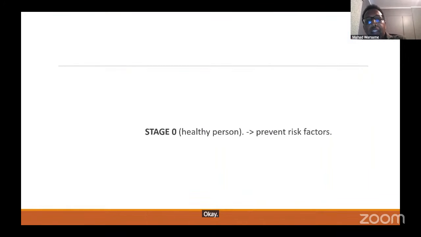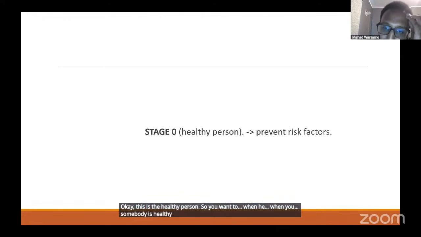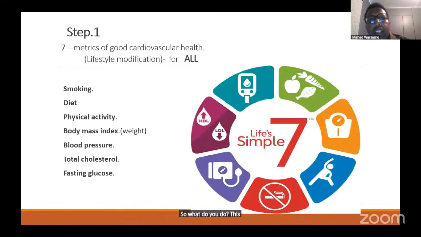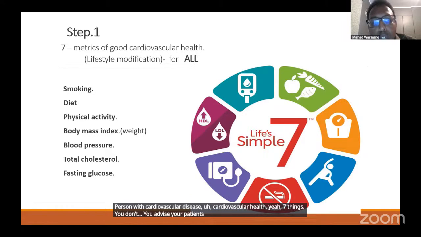Okay, this is the healthy person. When somebody is healthy, you want to prevent risk factors. So what do we do? These are the 7 lifestyle factors of a healthy person for cardiovascular health. 7 things. You advise your patients never to smoke.